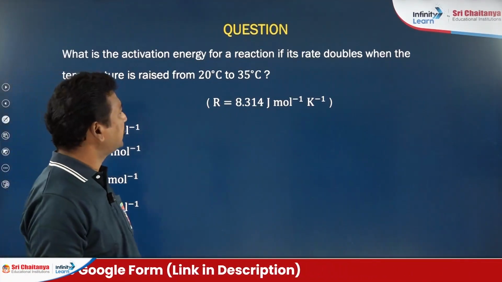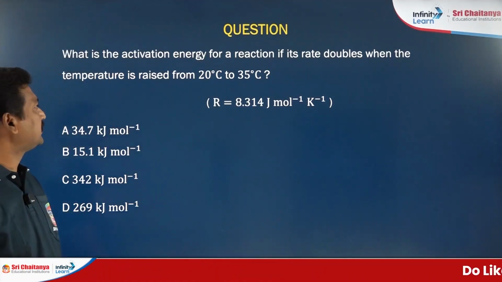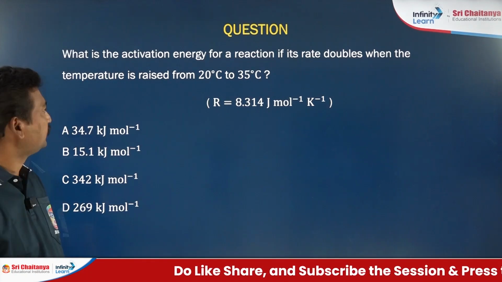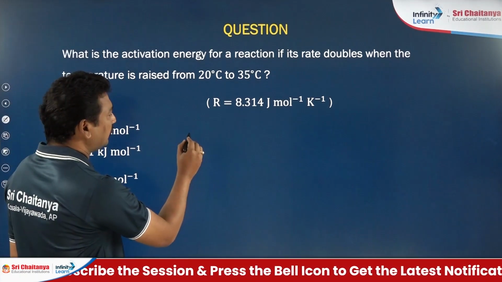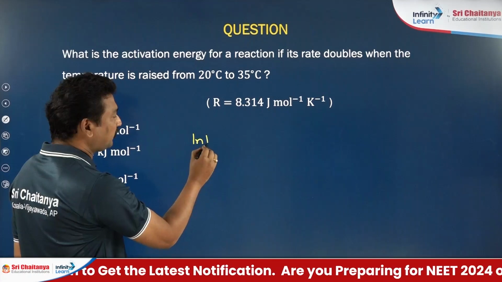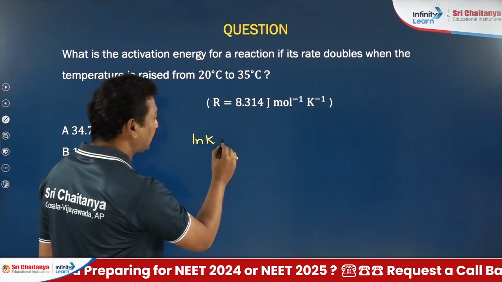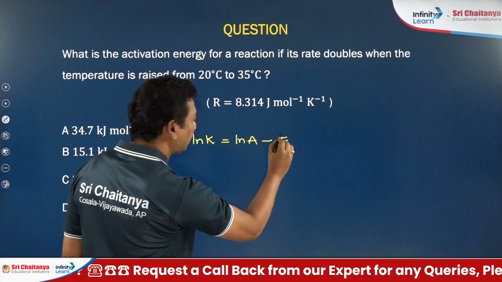What is the activation energy for a reaction if its rate doubles when the temperature is raised from 20 degrees C to 35 degrees C? Dear students, we discussed this. What is an exponential form of the rate constant towards the activation energy? ln K is equal to ln A minus EA by RT.